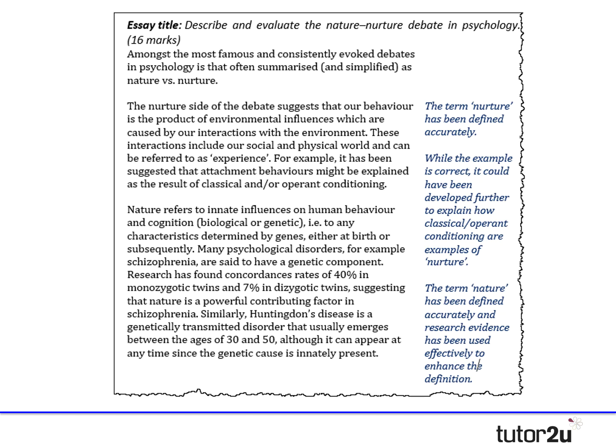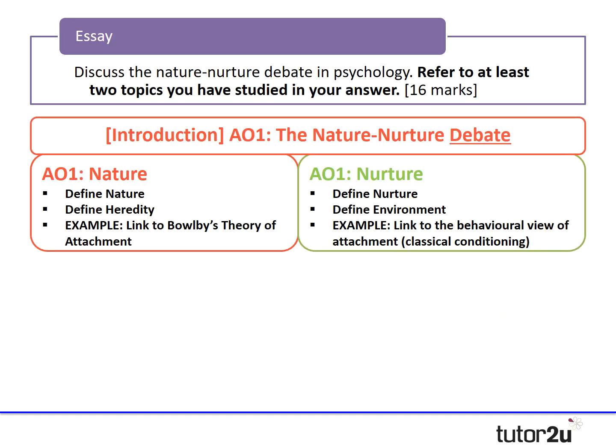Similarly, Huntington's disease is a genetically transmitted disorder that usually emerges between the ages of 30 and 50, although it can appear at any time, since the genetic cause is innately present. So I've actually chosen 2 different examples, but it works the same. You could use Bowlby in there if you wanted to as your example of attachment. Exactly 175 words. You'll see I've clearly got in nature and nurture, clearly got in environment, clearly got in the idea of hereditary or genetic influence, nicely summarised in 175 words only.